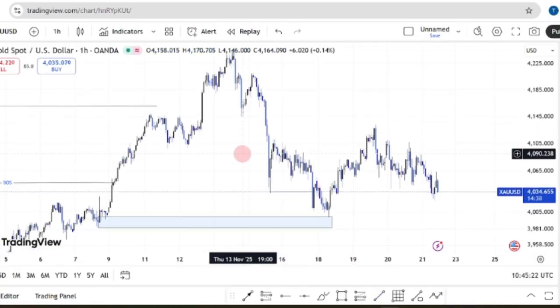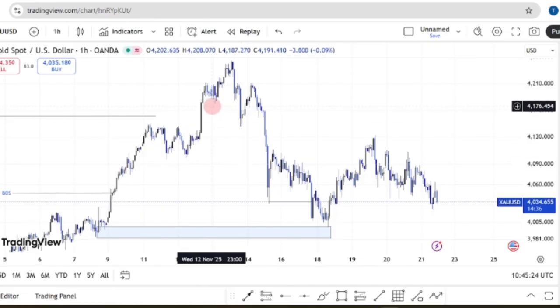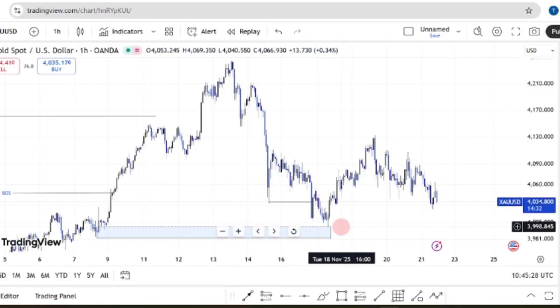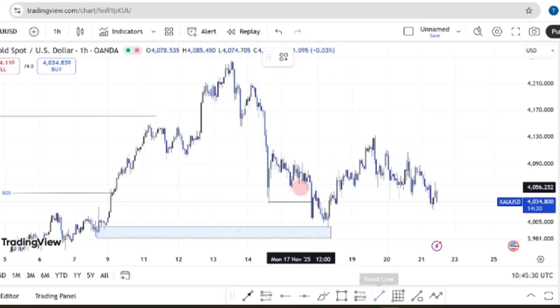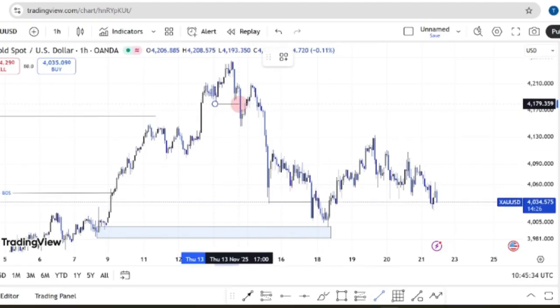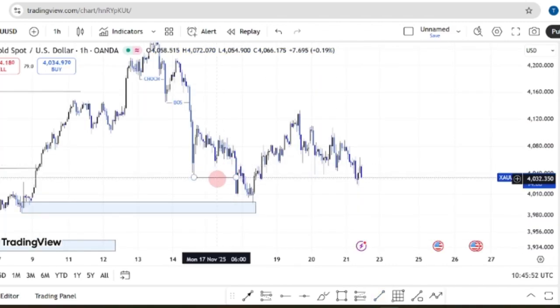And if I want to label this chart properly, you will see we have a change of character from this level followed by a break of structure at this point. Let me get to label that for you so you get to actually understand. So at this level we had a change of character followed by this break of structure. So that's what we had. We had this other break of structure and this other engineered liquidity.